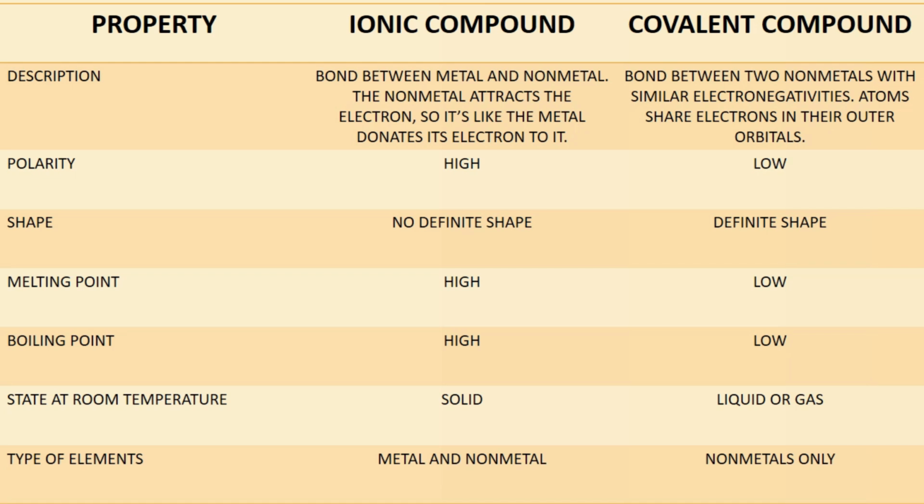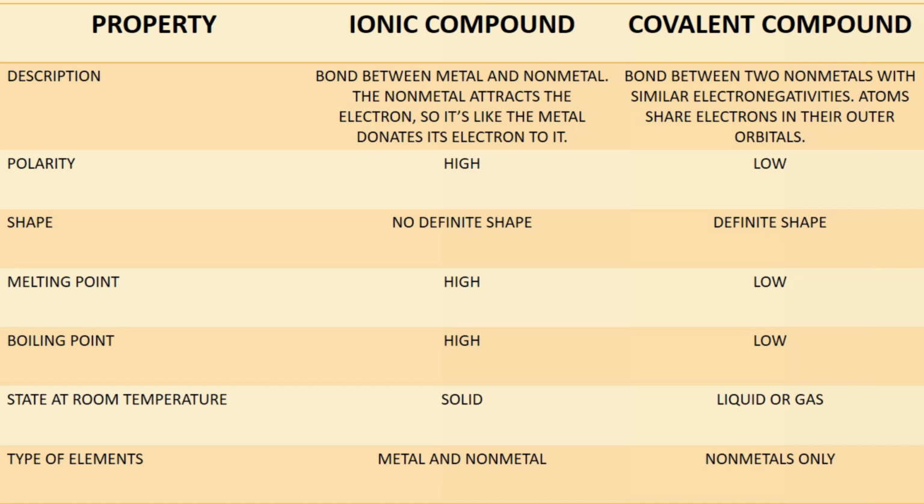While in this shape, ionic is no definite shape. Wala siyang exact shape or specific na shape. While the covalent compound has definite shape. So meron siyang shape, either rectangular, square, oblong. So meron siyang shape.